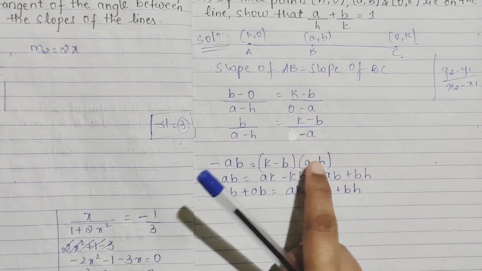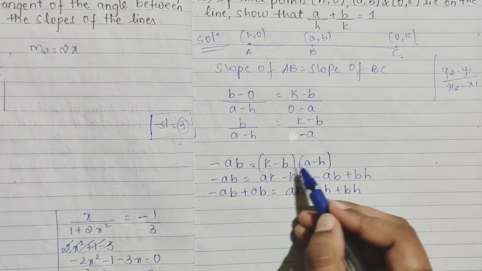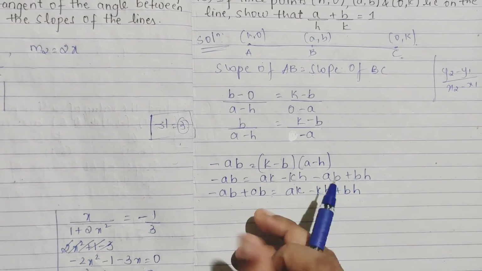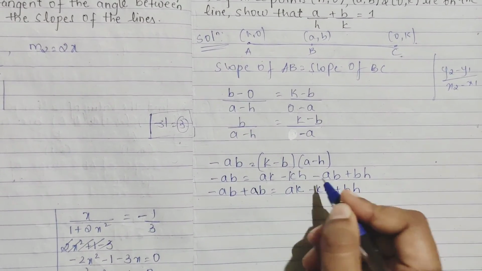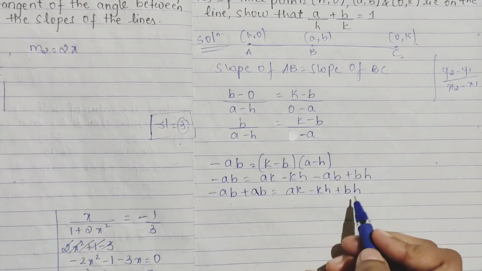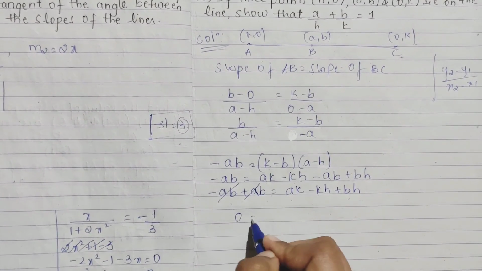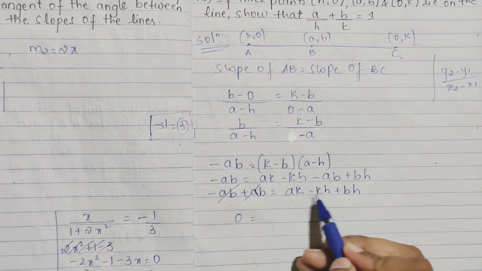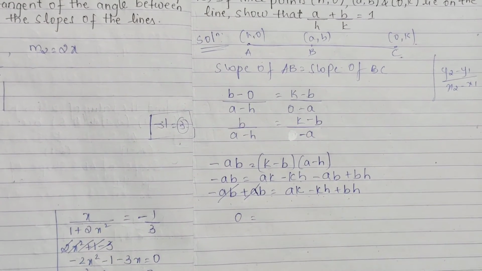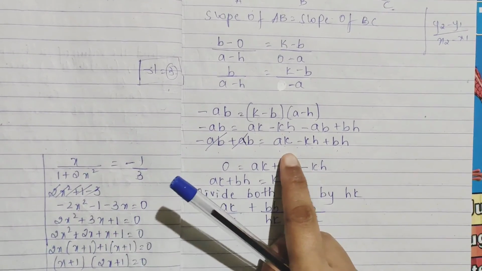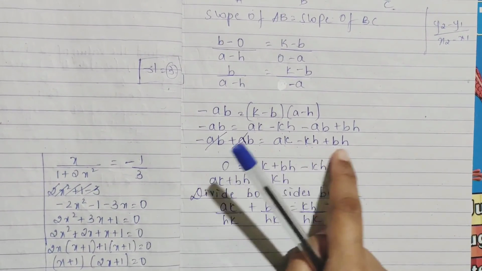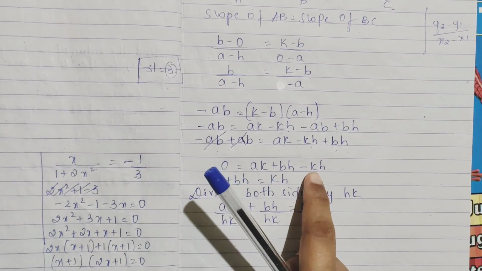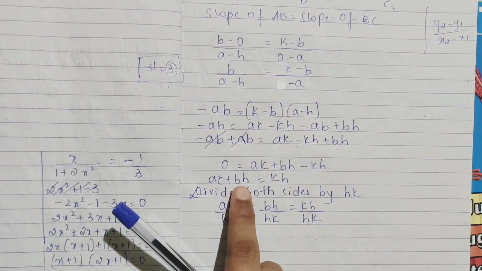So minus ab equals: k into a is ak, minus kh, minus ab, and minus into minus is plus bh. So take ab to one side, minus becomes plus, and minus ab and plus ab get cancelled. So you will have ak minus kh plus bh. From this, h can be taken common from the last two, but from ak we can't take h common, right? So ak plus bh is equal to minus kh. kh will go to the other side, so it becomes positive: ak plus bh is equal to kh.